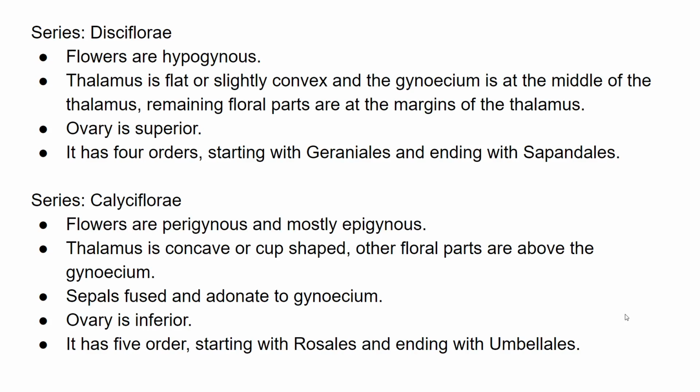Then series disciflorae. In disciflorae, flowers are hypogynous. Thalamus is flat or slightly convex shape. The gynoecium is at the middle of the thalamus. Remaining floral parts are at the margins of the thalamus. Ovary is superior. Disciflorae has 4 orders starting with geraniales and ending with sapindales.